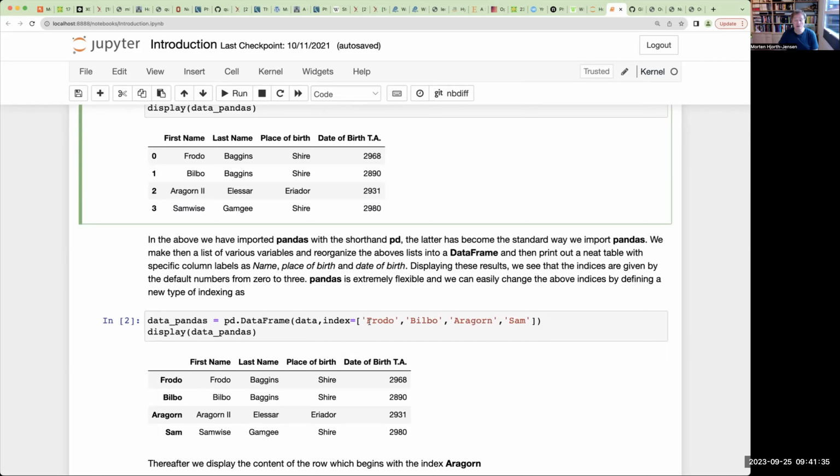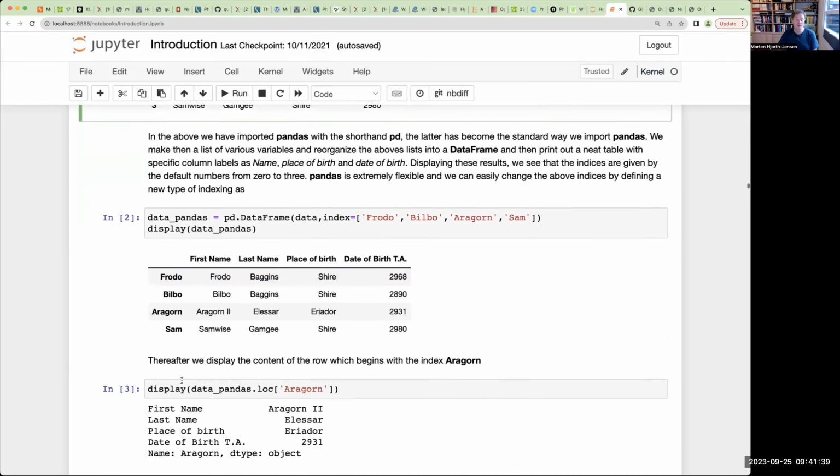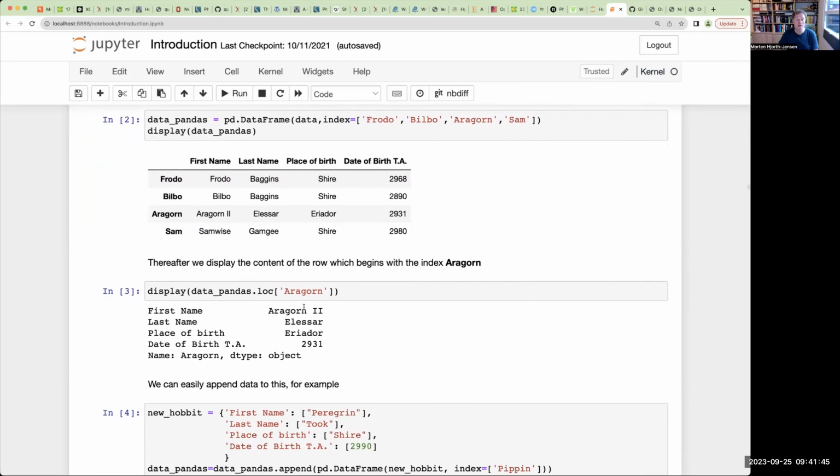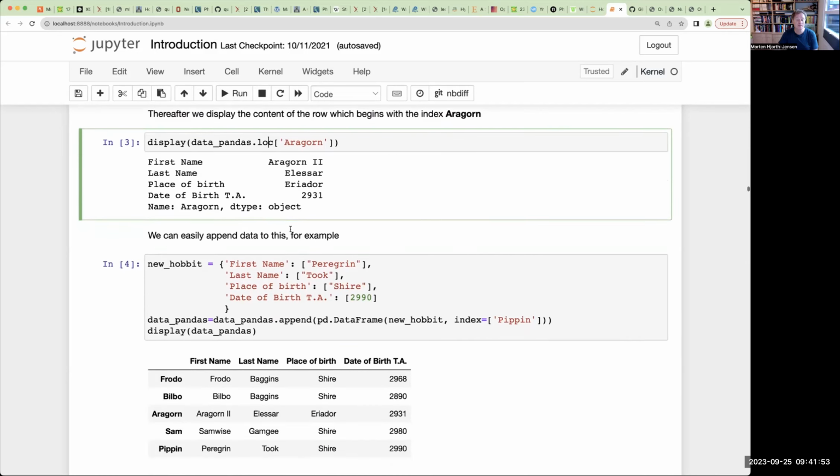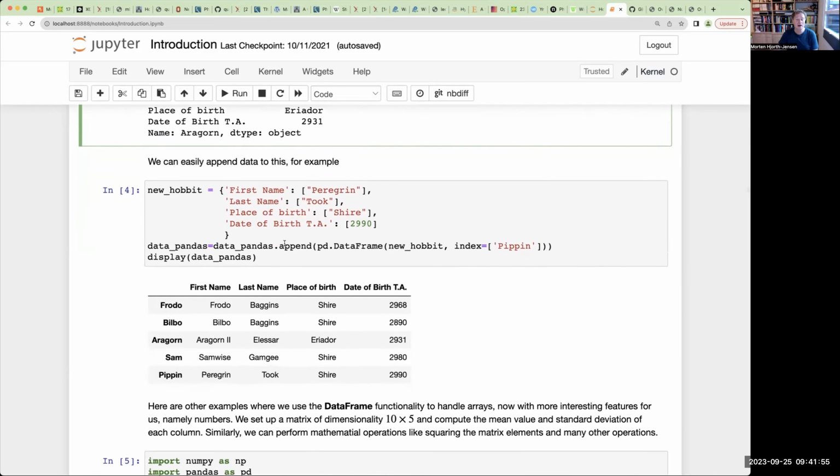So in this case, I just label them by their nicknames. And this is also the way it would look when I display the data. And then you can display the data of specific people here if you want to. So if you run that one, this is the way it would look, and you can then easily append. So Pandas is a very useful library.